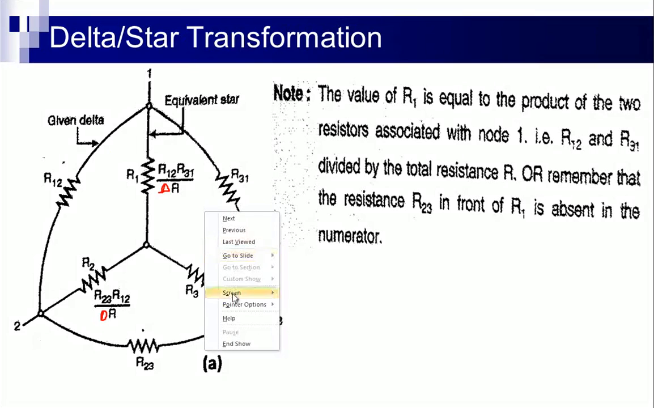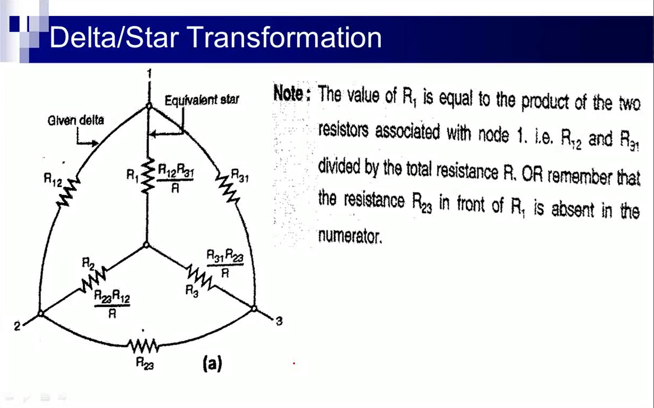So for delta R I can also write R. Delta R I can also write as R. Why? Delta R is nothing but the total resistance R, having the value R12 plus R23 plus R31. Hence for delta R I can write R also.